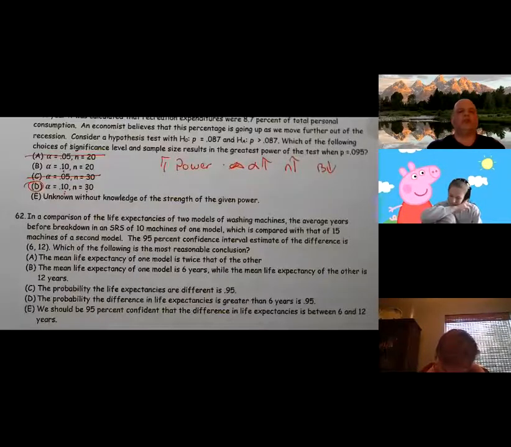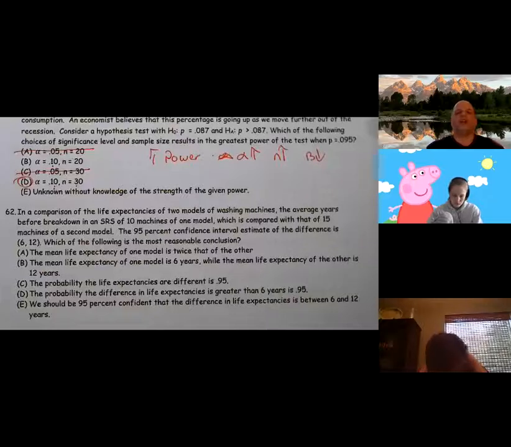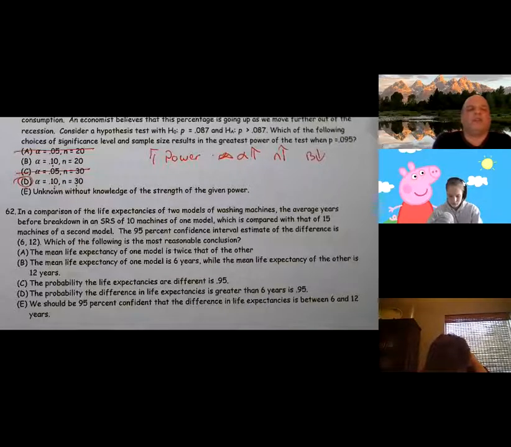All right, number 62. In a comparison of the life expectancies of two models of washing machines, the average years before breakdown in a simple random sample of 10 machines of one model is compared with that of 15 machines of the second model. The 95% confidence interval estimate of the difference is 6 to 12. Which of the following is the most reasonable conclusion?